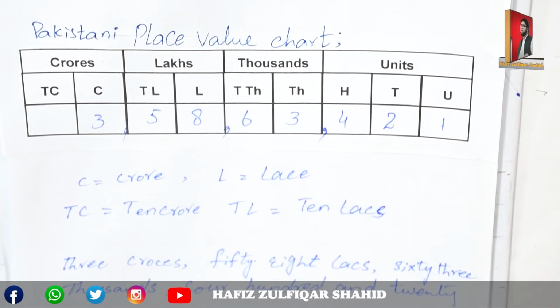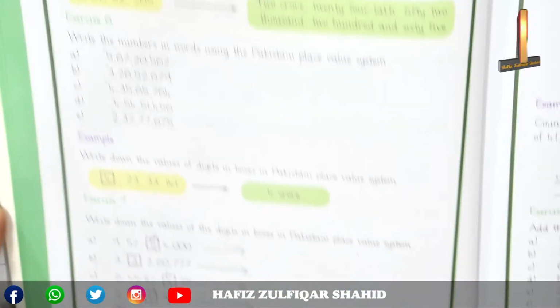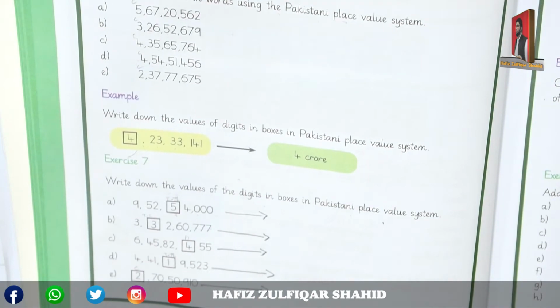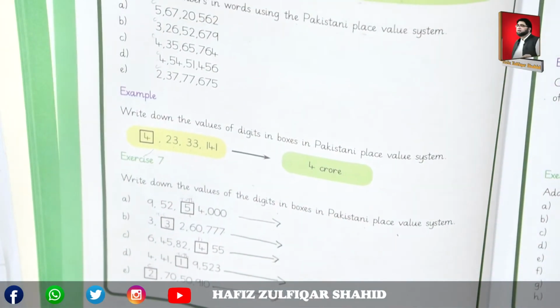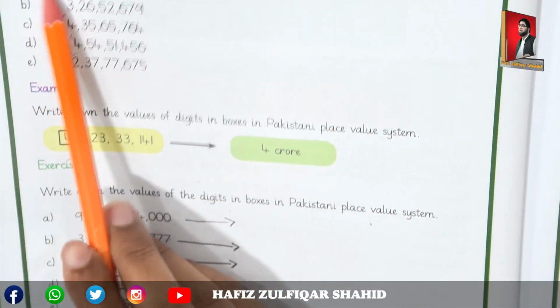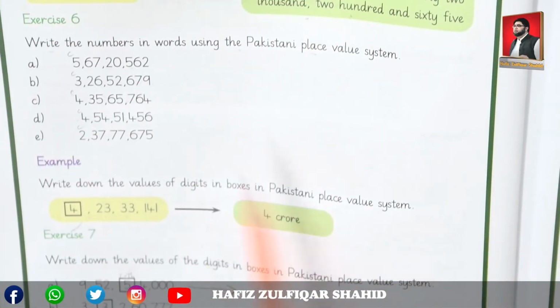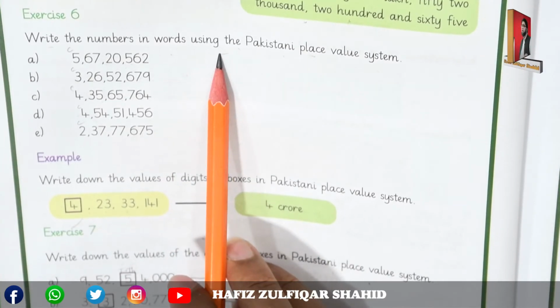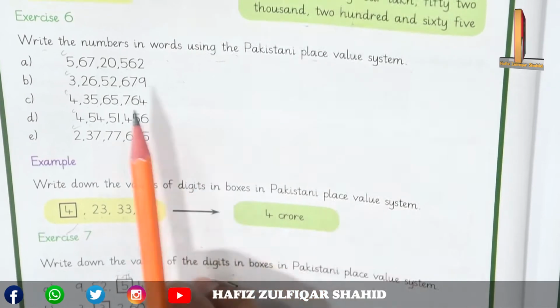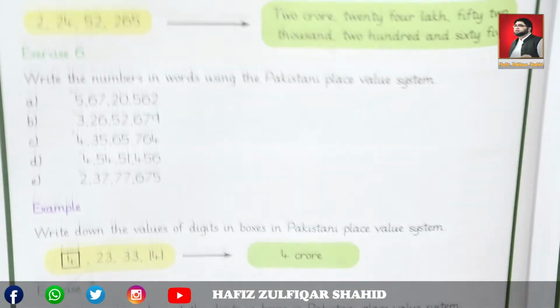Let's practice some exercises in your chapter numbers and operations. Open page number 8 and see exercise 6. What do we have to do here? Exercise 6, with the statement, write the numbers in words using the Pakistani place value system. Let's solve this exercise.